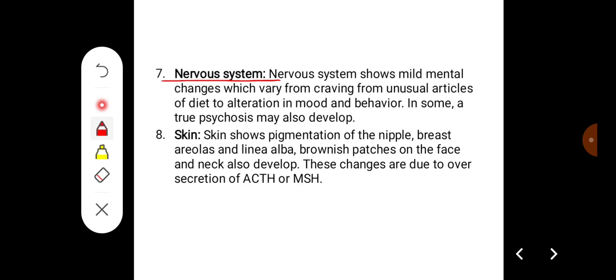The effect on the nervous system shows mild mental changes which vary from craving for unusual articles of diet to alteration in the mood and behavior. In some, a true psychosis may also develop.